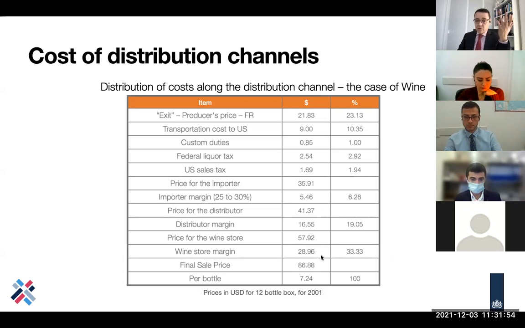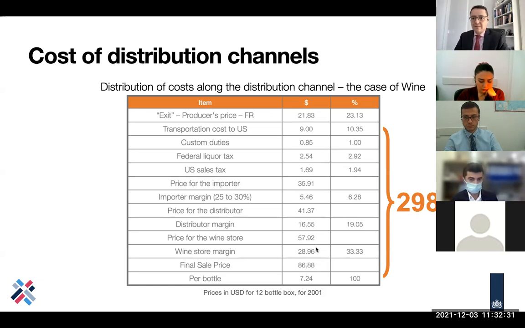And of course, the wine store is the place that rents the beautiful location downtown, that has the fancy display cases, that has to pay the salary of the person who knows about wines and can recommend this wine with this food or that wine with that food, or who knows these things. That's why their margin is high, 33%. So final sales price is 86.88. That means per bottle that comes to 7.24.